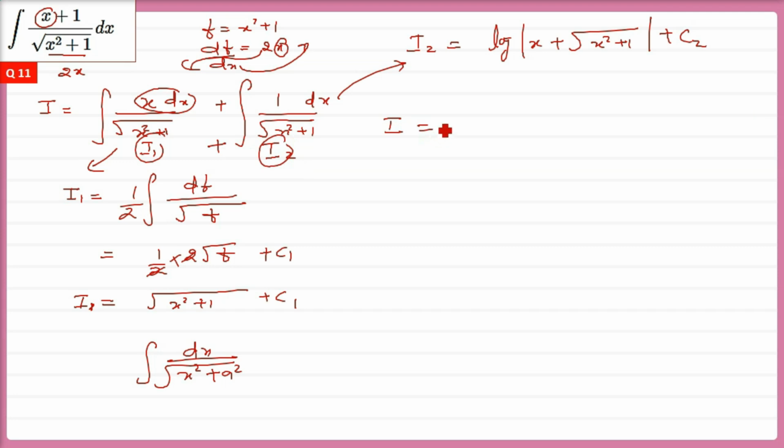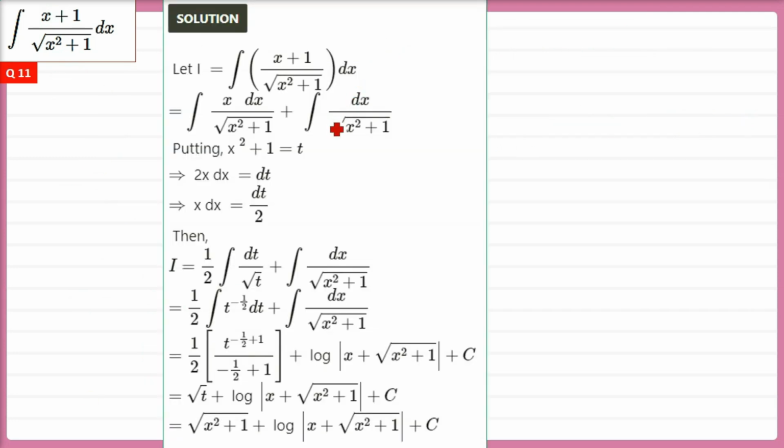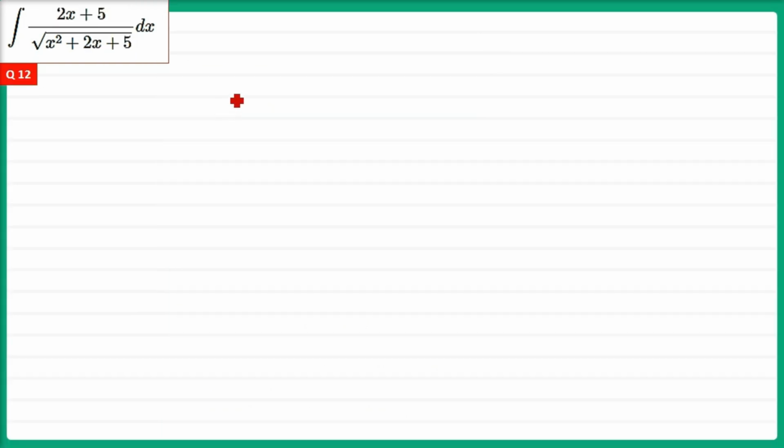So we have called it I1 and I2, and we are going to add them up. I will be equal to I1 plus I2. What is I1? It's under root x square plus 1. What is I2? It's log modulus of x plus under root x square plus 1. And C1, C2 combined, we'll call it capital C. So that's your final result which you are witnessing right now. As I was telling you, this question seems different, but it's easier than the previous questions we have done.